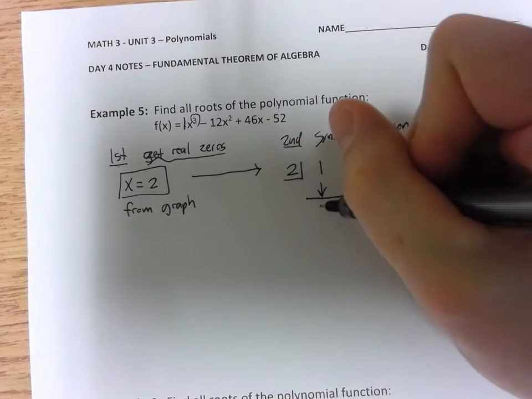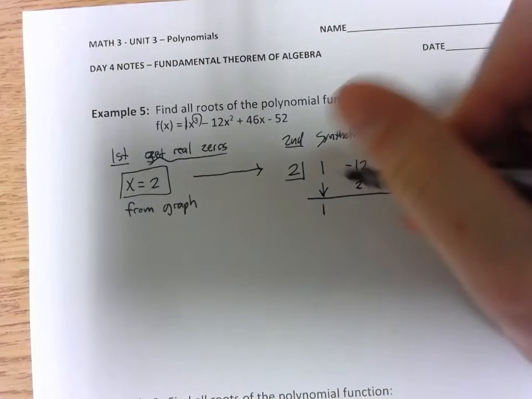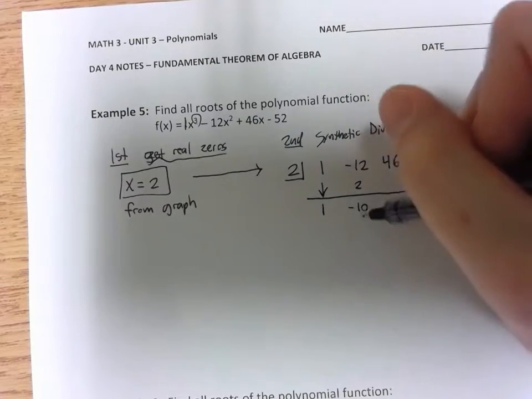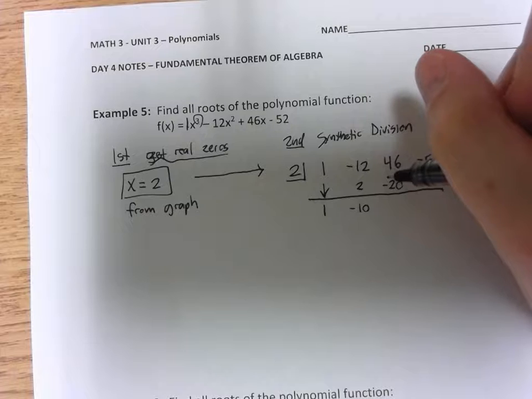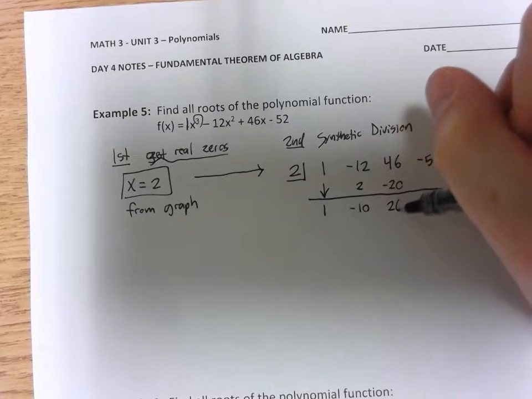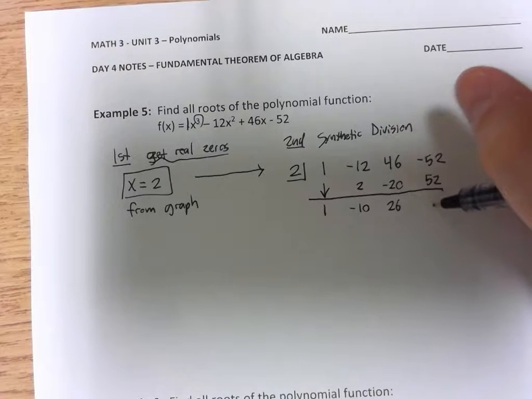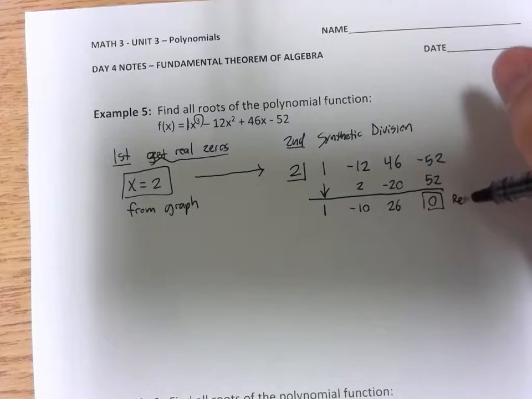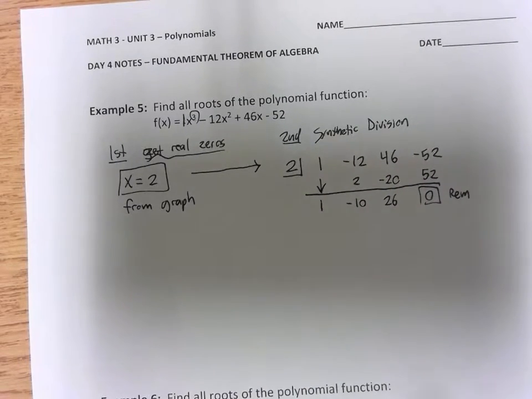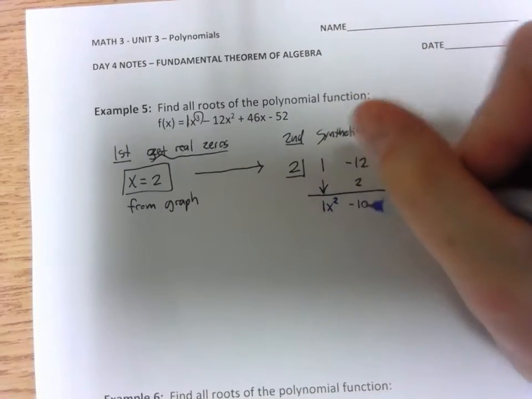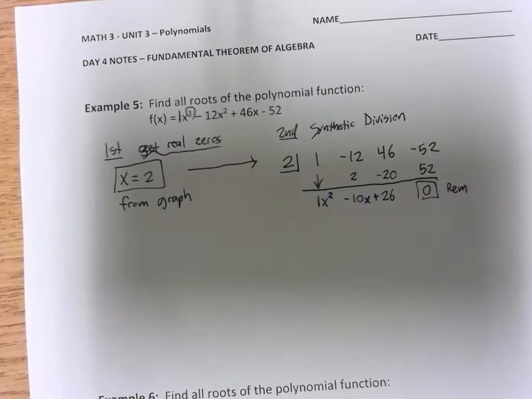All right, check my work. 1 times 2 is 2. Negative 12 plus 2, negative 10 times 2, negative 20. 46 plus negative 20 is 26 times 2, 52. Remainder 0. So that's going to be 1x squared minus 10x plus 26.